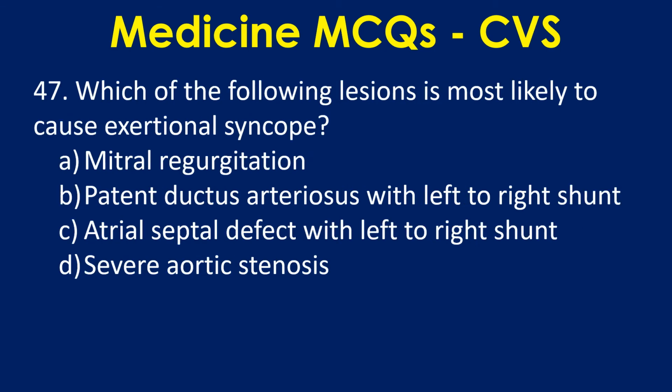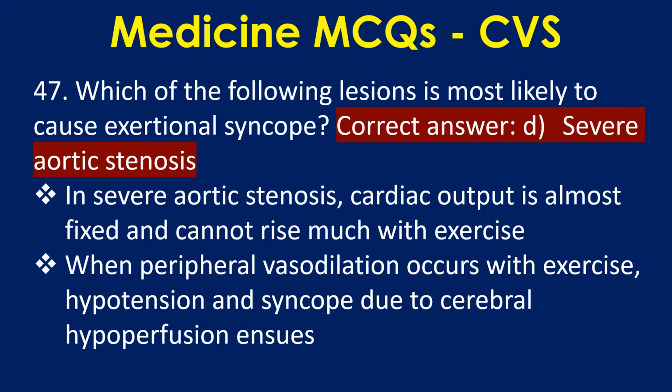Which of the following lesions is most likely to cause exertional syncope? A. Mitral regurgitation. B. Patent ductus arteriosus with left to right shunt. C. Atrial septal defect with left to right shunt. D. Severe aortic stenosis. Correct answer: severe aortic stenosis.